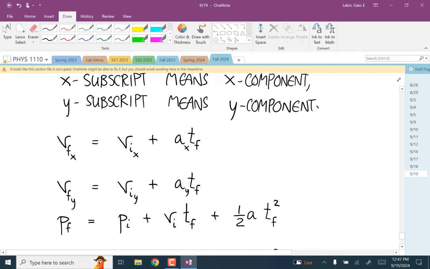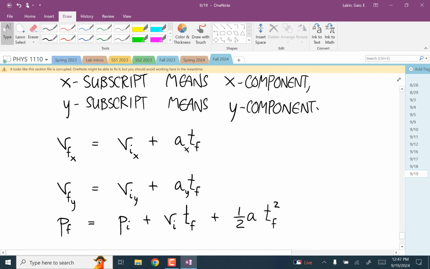Okay, so I introduced the idea of position vector, velocity vector, and acceleration vector. So position, velocity, and acceleration all have an X and a Y component. And in each one of these equations, we're going to choose either X components or Y components on position, velocity, and acceleration. So here's the X equation for that velocity equation, and then this one is the Y equation. It only has Y components.